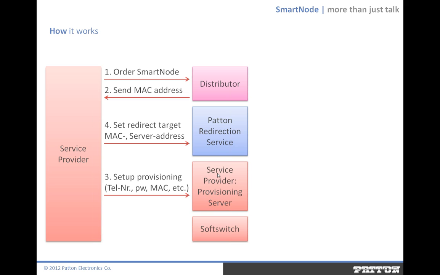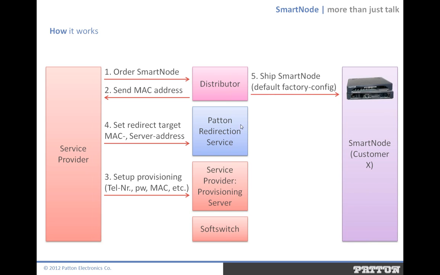And then, in addition to the processes in the past, he is now able to add the MAC address of that specific SmartNode and the provisioning server address to the redirection service. That's new. And then finally, either the service provider, the distributor, or the channel sends the SmartNode to the customer, just as it came out of the factory, without opening the enclosure and configuring it, with the default factory config.